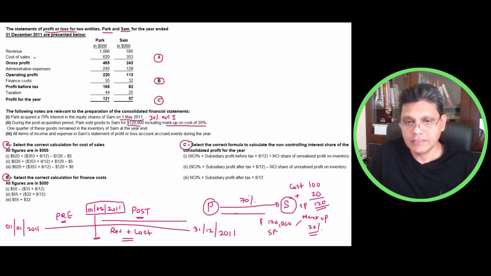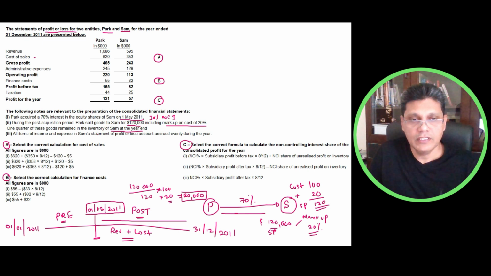So which means this 120,000, if you divide by 120, which is the selling price, times 100 will be the cost, and if you multiply by 20, that will be the profit. So the profit is 120,000 divided by 120 times 20, which is going to be 20,000, the full profit made on this particular transaction. Okay, 1/4 of these goods remain in the inventory of Sam at the year end.